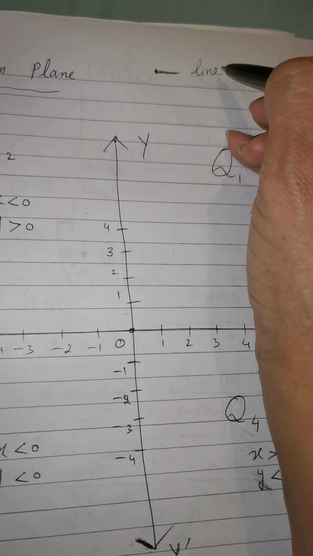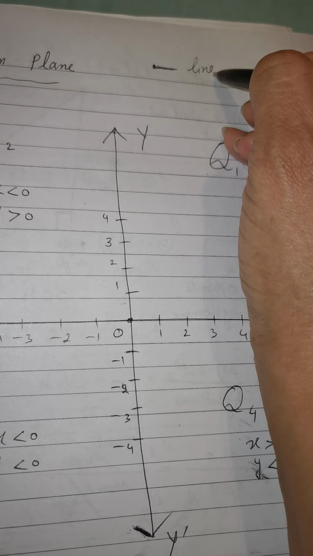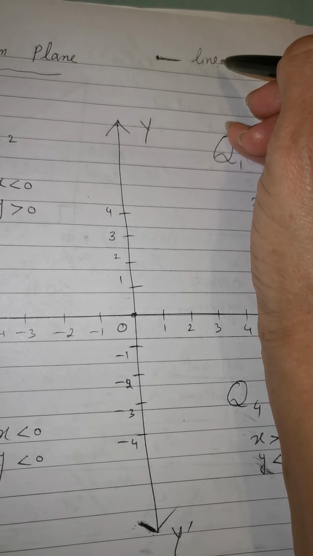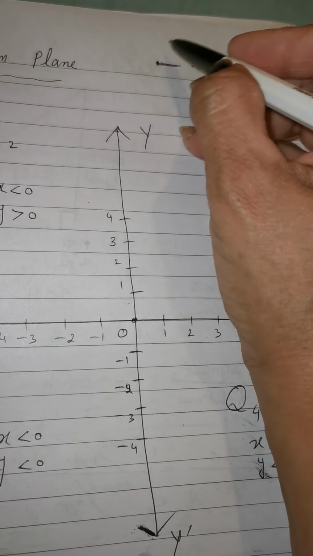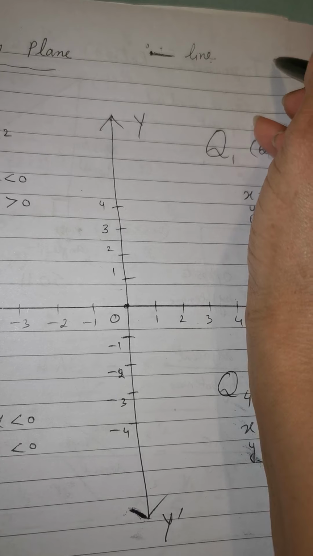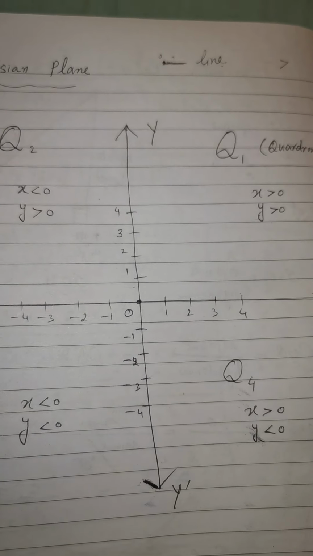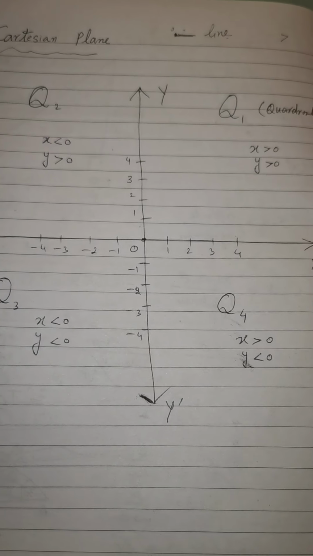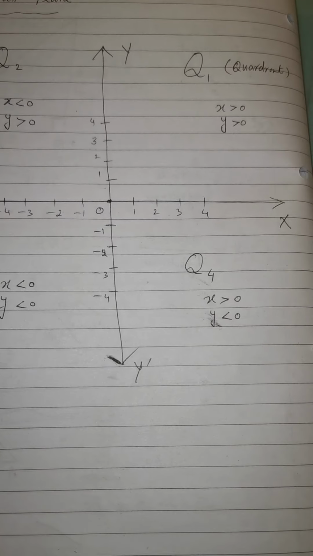And we have learnt about a real line. In the real line we have shown the numbers starting from 0, plus 1, plus 2, plus 3, plus 4 and so on. It goes up to infinity, right? So the concept of the Cartesian plane is from these concepts.